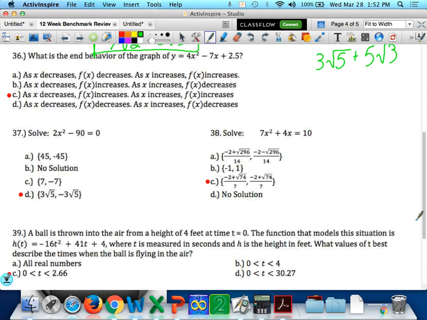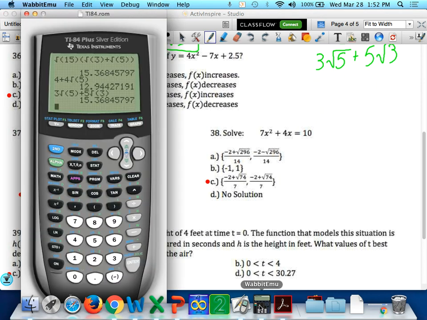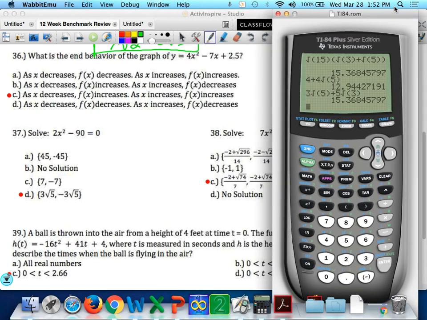Number 36, this end behavior stuff gives people fits. I'm going to just remind you, if they're asking you about end behavior, they're asking you about the ends of a graph. And if they're asking you about a graph, let's look at that graph. 4x squared minus 7x plus 2.5. Zoom 6.